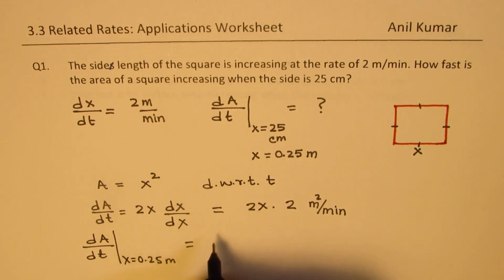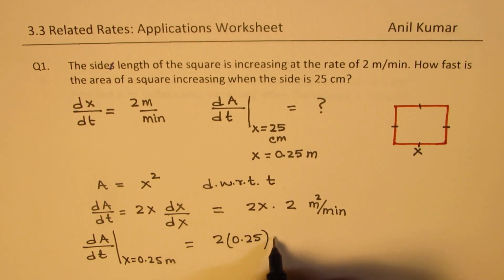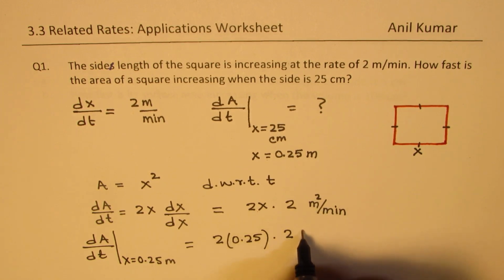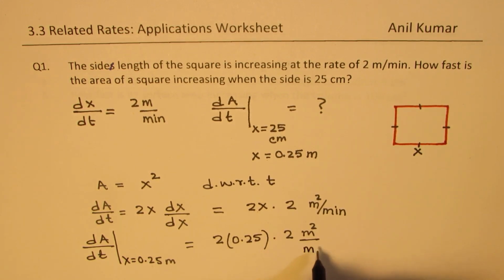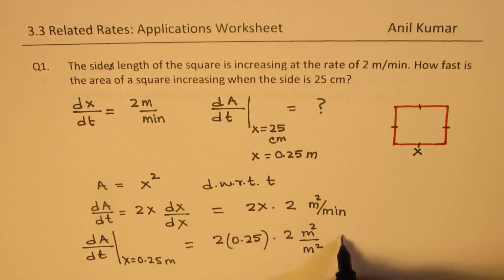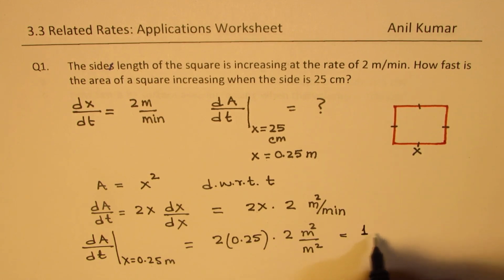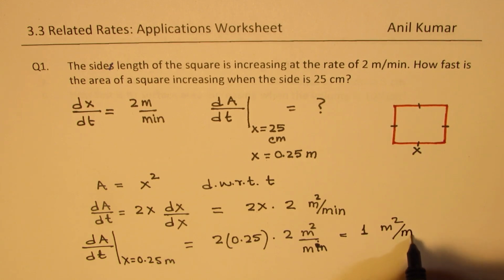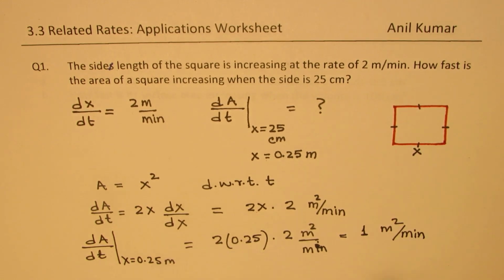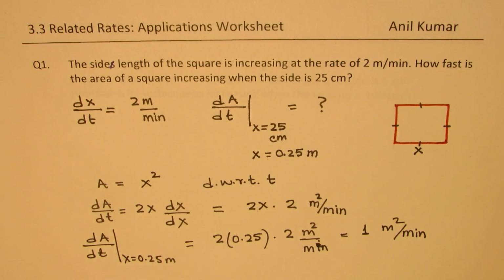So we can substitute this value here. So we get 2 times 0.25, which is 1/4, times 2, and that is meter squared per minute. Meter from here and meters per minute from there. This is a quarter times 2 times 2, so we get just 1 meter squared per minute. Is that clear to you? So that is how we can find the rate of change of area in this particular case. So the area is increasing at 1 meter squared per minute at this instance of time.